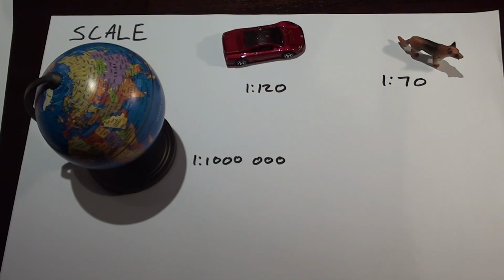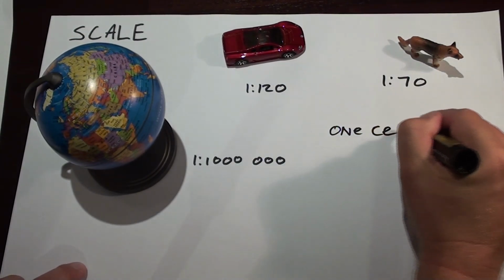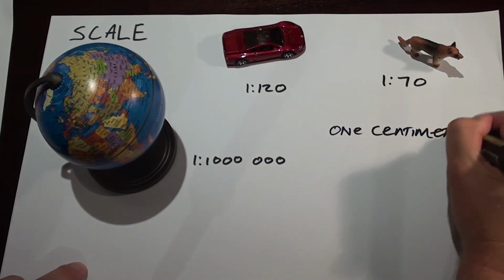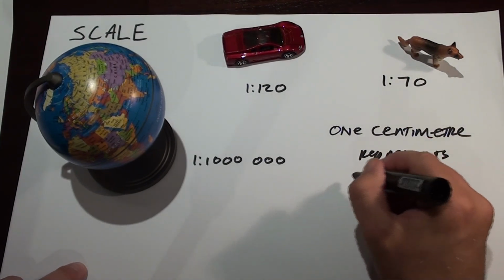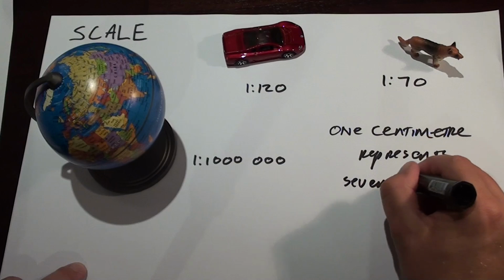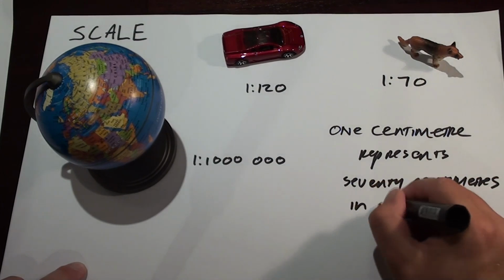Likewise, every 1 centimeter on that little red Porsche VW is 120 times smaller than a real car. Okay, so this means 1 centimeter represents 70 centimeters in reality.